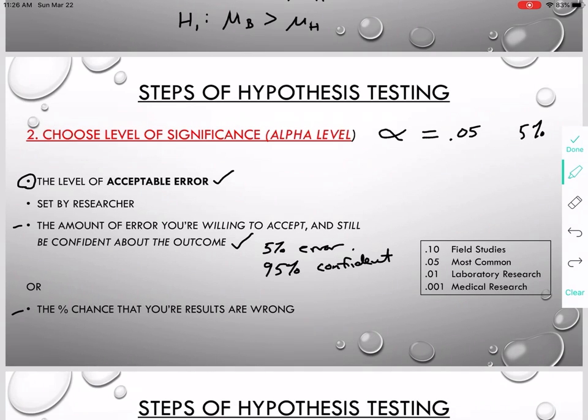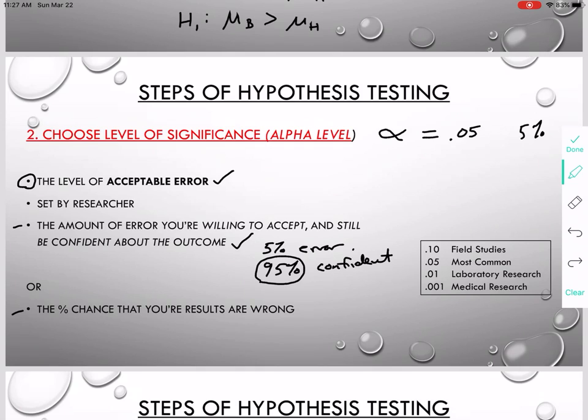So if I find that there is a difference in enjoyment of hot dogs, maybe I find that people enjoy hot dogs more at baseball games. After I run this statistical test, if I set my alpha level at 0.05, if my stats tell me that there was a difference in enjoyment, I can be 95% confident that there really was.